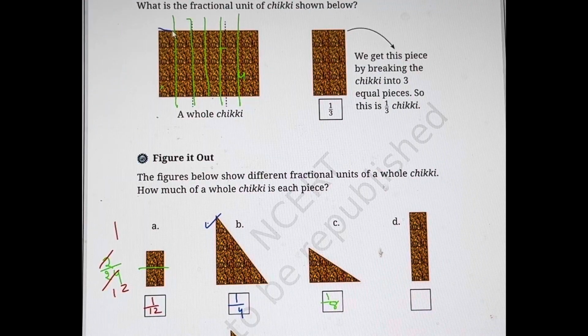So this is one out of the 6 parts, right? So you can write it as 1 upon 6. Or as I told you, you can count 1, 2, 3, 4 pieces of the smaller pieces out of 24. So 4 out of 24. That also gets reduced to 1 upon 6.